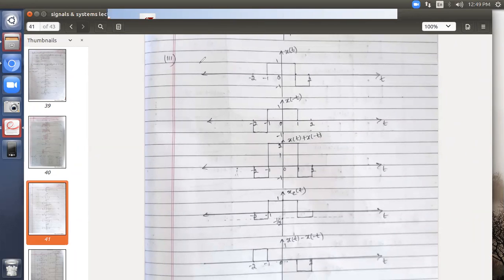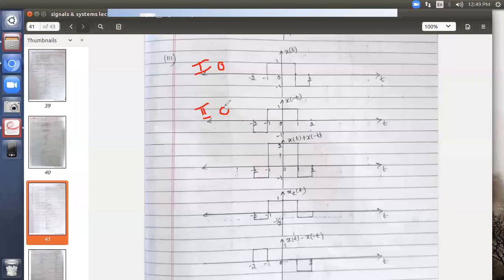For the odd part, I have to take this signal and the second signal. Okay, let's not get confused. I should not consider the remaining. Now, to get the odd part, we have to subtract. So for subtraction, let's go for this. It is 0. The second signal is also 0.